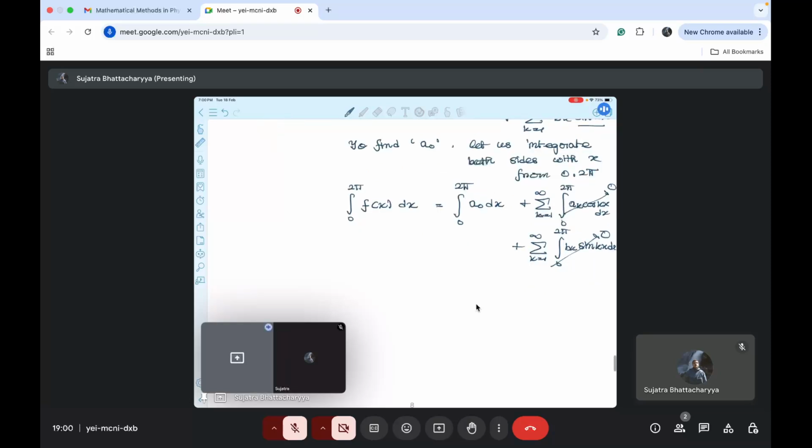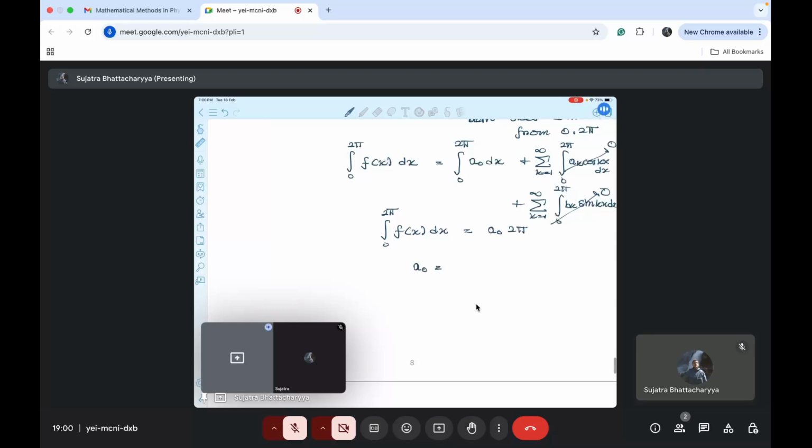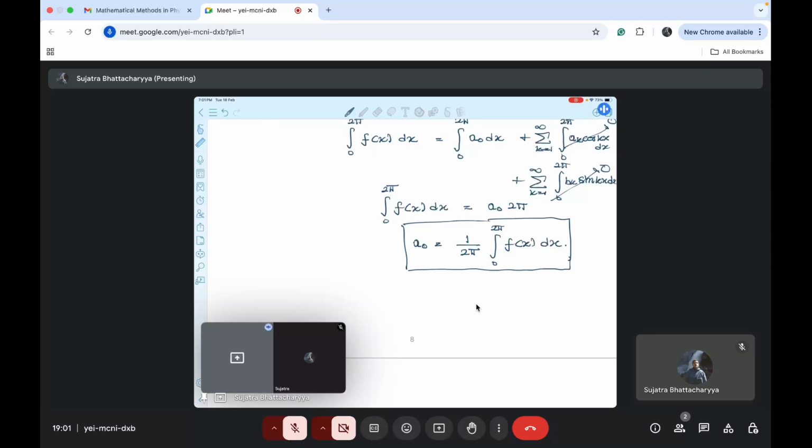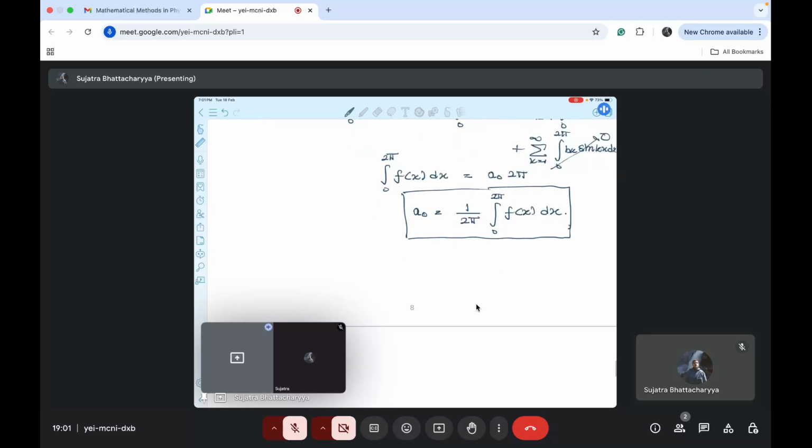So what you get finally is the integral from 0 to 2 pi of f(x) dx is equal to a naught times 2 pi. So a naught will be equal to 1 by 2 pi times the integration from 0 to 2 pi of f(x) dx. This is the first part. Now here you will see why we sometimes write a naught by 2, why we sometimes write a naught. It all depends on the definition. Remember.